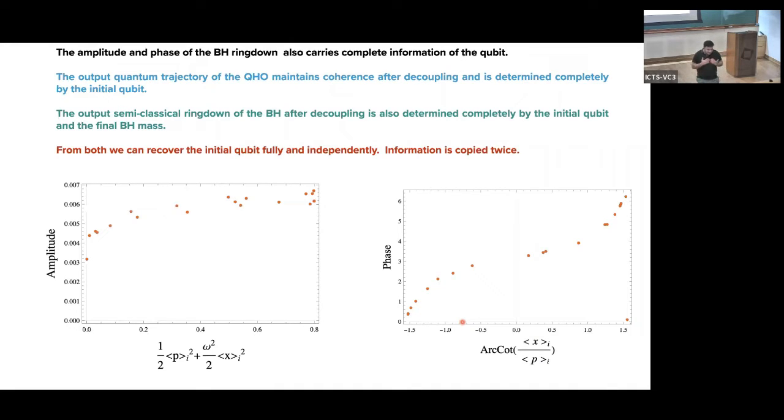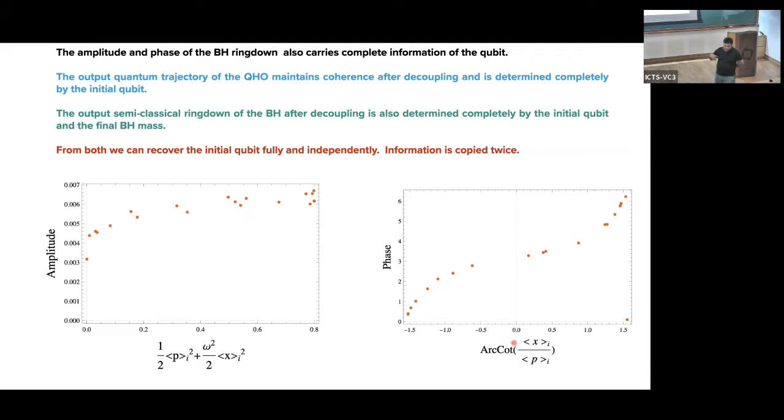Now, the interesting thing is also that the amplitude and phase of the black hole ring down also carries complete information of the qubit. So if you look at the input initial energy, the amplitude of the ring down would carry information of the initial energy, and the initial x by p will be encoded in the phase. So here, what is happening is that the output quantum trajectory of the quantum harmonic oscillator maintains coherence after decoupling and is determined completely by the initial qubit. And also the output semi-classical ring down will carry complete information of the initial qubit, of the two angles of the Bloch sphere.